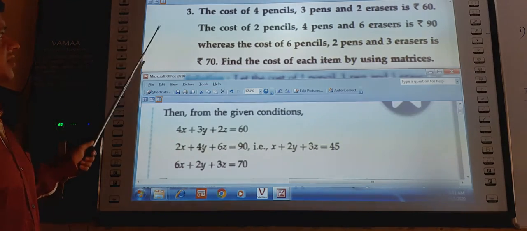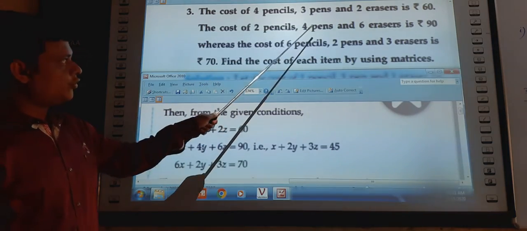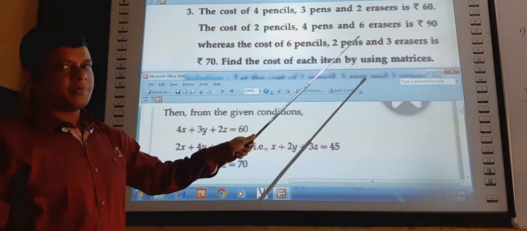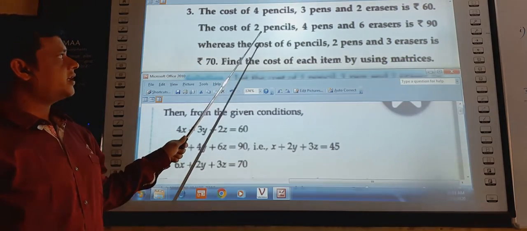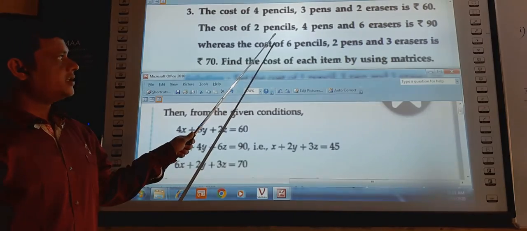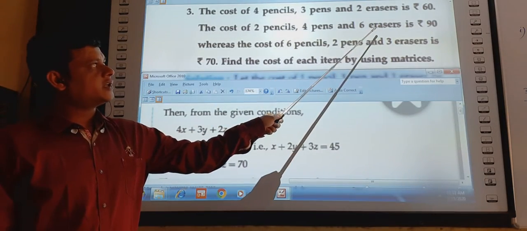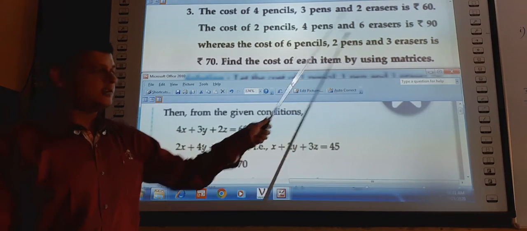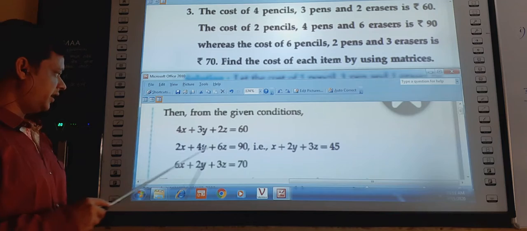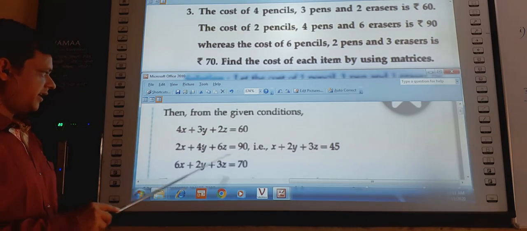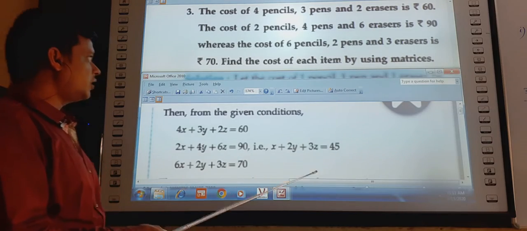In the second condition, the cost of 2 pencils, 4 pens and 6 erasers is rupees 90. So according to our consideration, 2 pencils cost 2x, 4 pens cost 4y, 6 erasers cost 6z. So we write 2x plus 4y plus 6z equals 90. Taking 2 common from the left hand side, we reduce it to x plus 2y plus 3z equals 45.